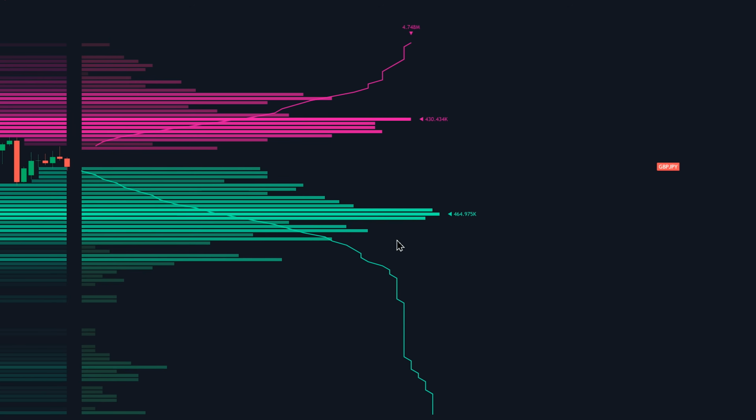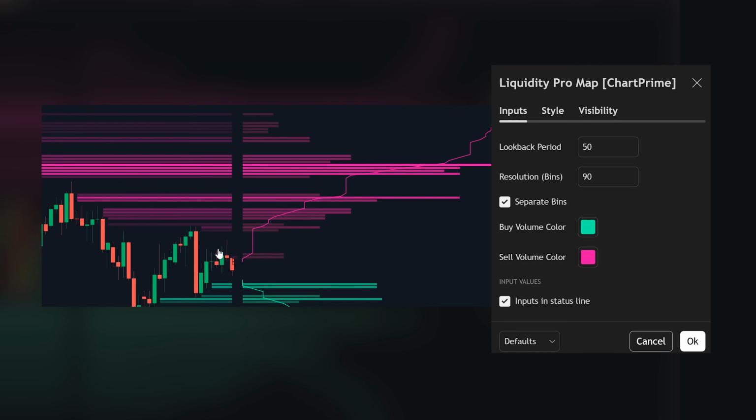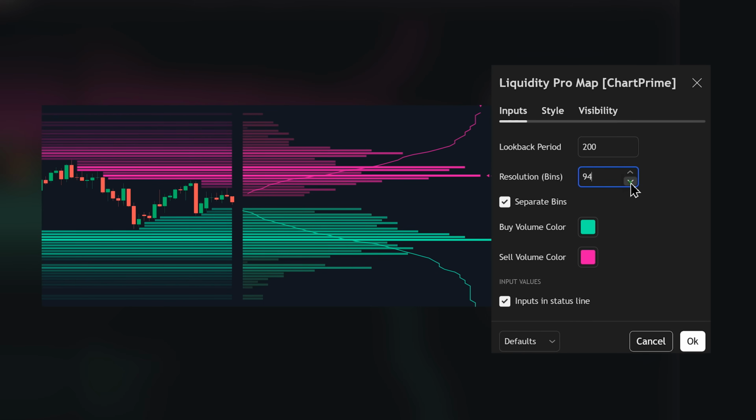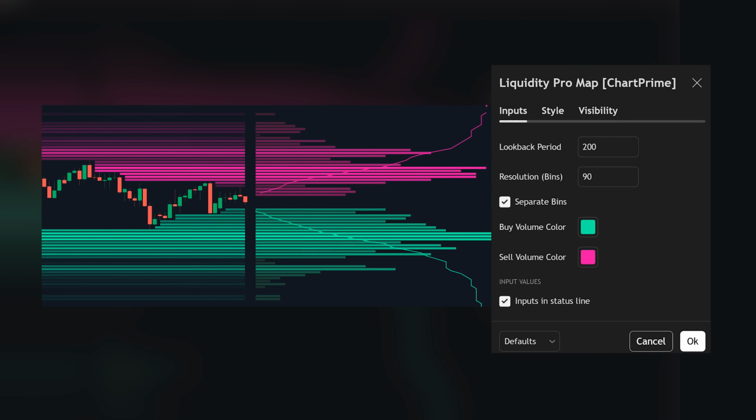Let's pop into the settings for a second. You can adjust the look back to focus the map on the window that matters to you. Shorter look backs for scalps and intraday rotations, longer look backs for swing structure. And if you're the forensic type, you can bump the resolution for a more granular view of shelves and POCs, while the separator option can simplify the visuals if the bins feel too busy. I like to start with a moderate look back for context, then tighten it when I'm dialing in an entry so I'm not missing the trees for the forest. Try a few combos until the map clicks with how you trade. Once you're done, just click OK.